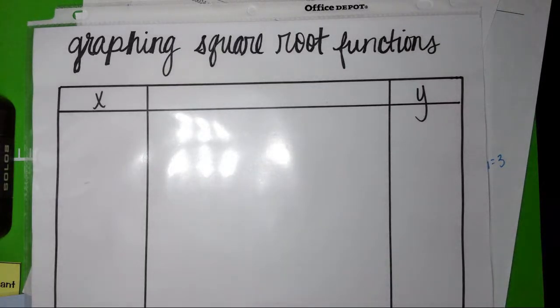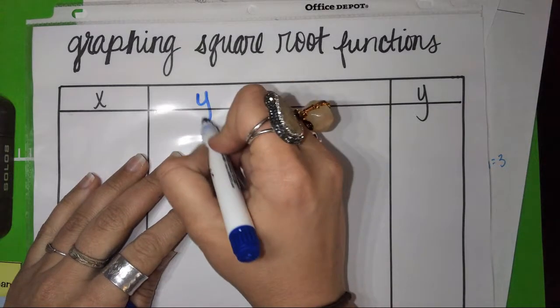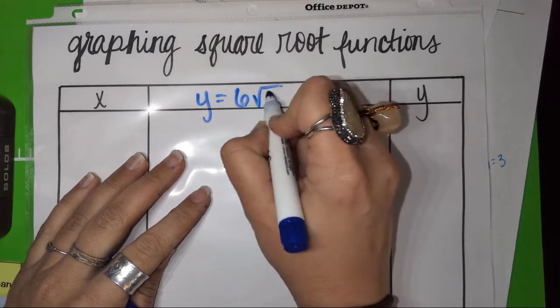I have no idea. Because you haven't been paying attention for 2 days. Oh, you gotta put a 6 in front of the square root x. Both of you get a point. So we have y equals 6 root x.